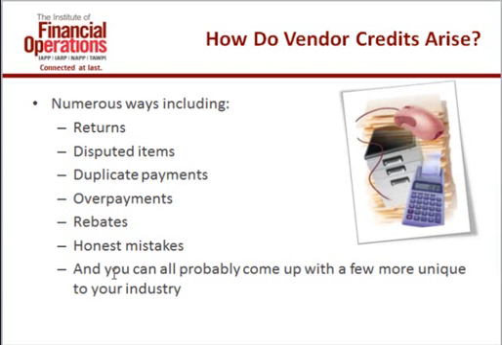Obviously, duplicate payments result in vendor credits. When we talk about recovery, that's usually what we focus on, but it can be a lot more, as you'll see. We're also talking about overpayments, when you pay more than you should. Yes, it happens occasionally. Rebates, honest mistakes, and you probably can come up with a few more that I haven't even dreamed of. Vendor credits, big problem. They can be generated in numerous ways, and we need to be concerned about all of them.